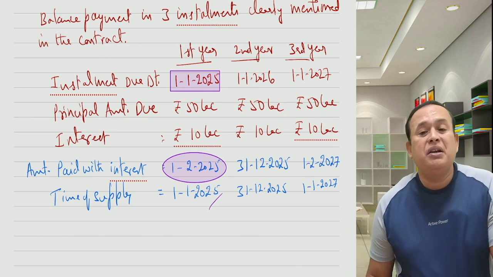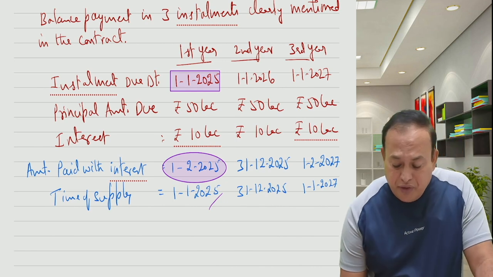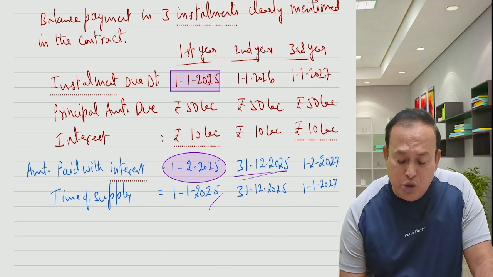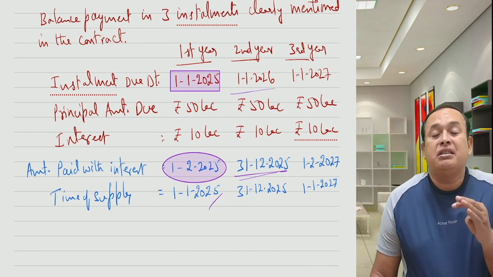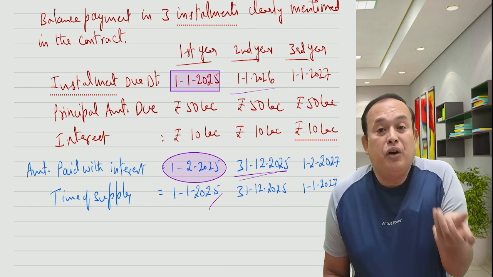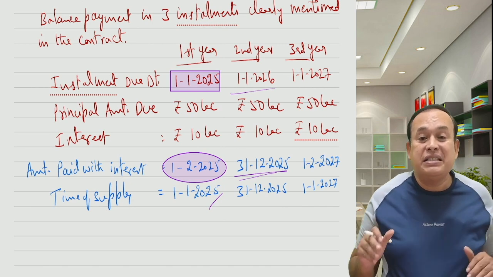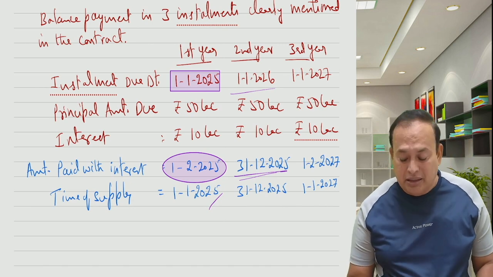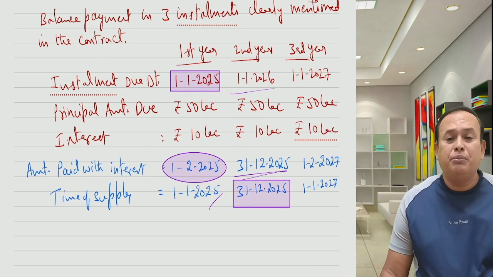Second installment, when the payment is received, namely on 31st of December 2025, whereas the due date to pay is 1st of January 2026, which is earlier here? 31st December 2025. Therefore, the invoice should have been issued on or before 31st of December 2025. That is the time of supply. In the case of the second installment received, 60 lakhs, that is the time of supply. I clearly mentioned the time of supply here is 31st December 2025 because it is earlier.